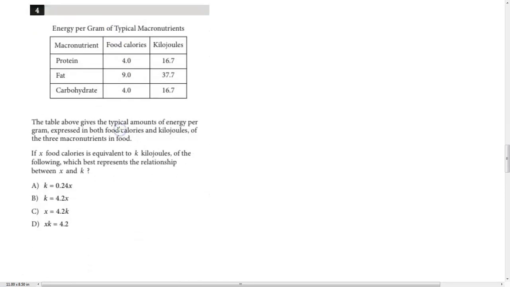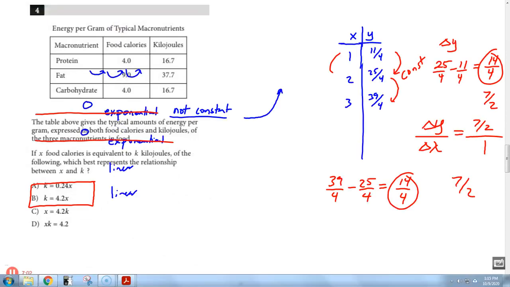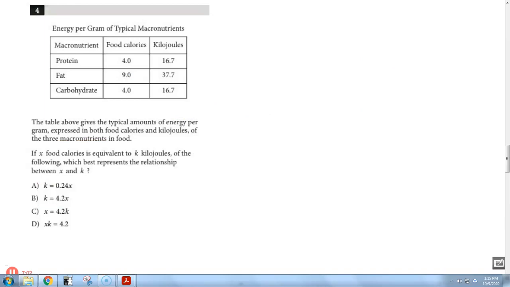All right, number 4, energy per gram of typical macros. So if you're into bodybuilding or fitness or anything like that, you've probably heard of different eating methods, and a lot of people use what's called if it fits your macros, meaning they don't really worry a ton about the quality of their food, but just are they getting the right amounts of protein, fat, and carbs.